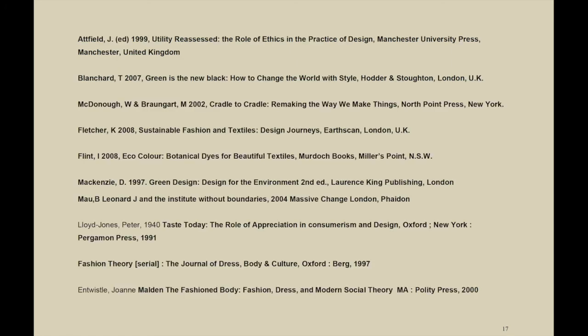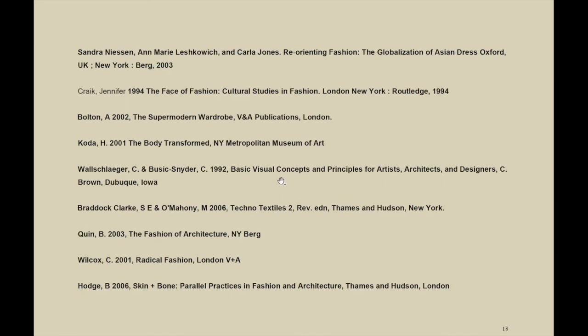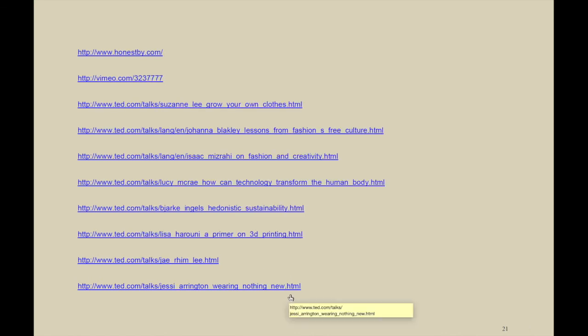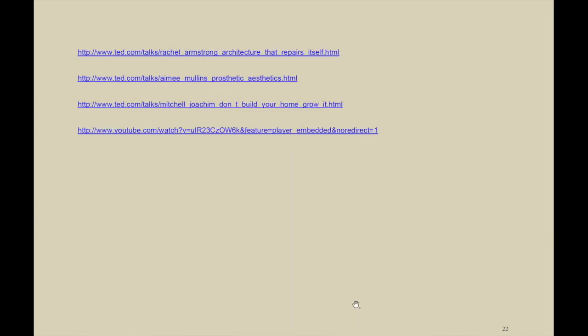Oh my God, look at this. A bunch of new books. Look at all these amazing books. You can check out all of those as well. Ooh, Superman Wardrobe. Such a great book. Oh man, Techno Textiles. Techno Textiles is great. Techno Textiles 2 is even better. Look at this. A bunch of websites to check out all about sustainable design and process. Oh my God, there's a squillion here. There's even more here. Take the time to watch these. There's a bunch of TED Talks at the back here, which is great.